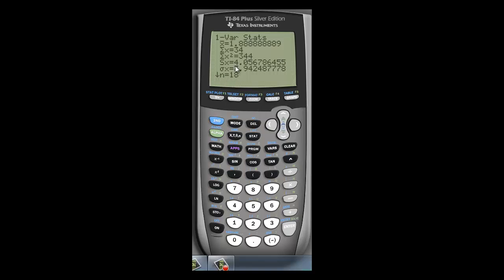N equals 18 is the number of data points. Essentially, we collected data from 18 freshmen.